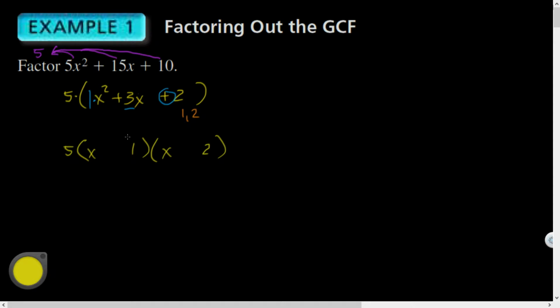And to figure out their signs, well, they've got to multiply to be positive, so that means they're either plus plus or minus minus. The signs are the same. And they add to be positive, so which combination works, my friends? Plus plus. And now this is factored fully.